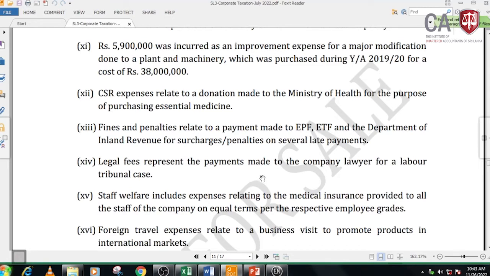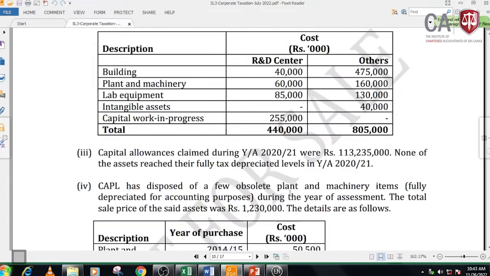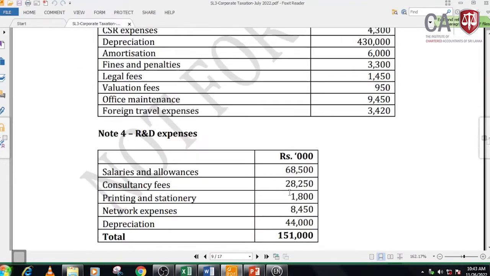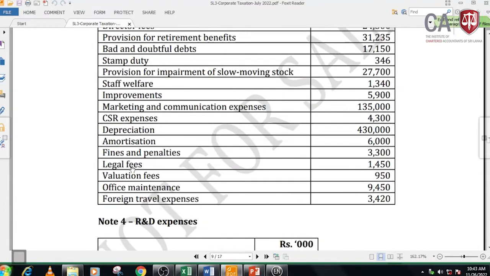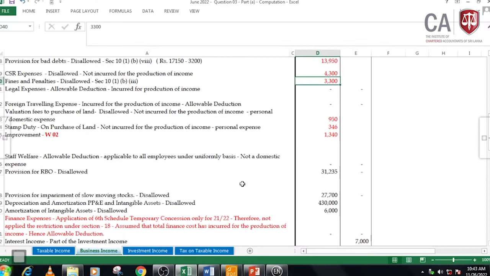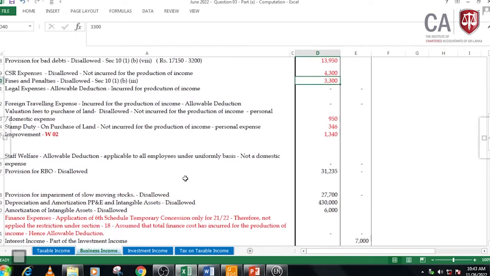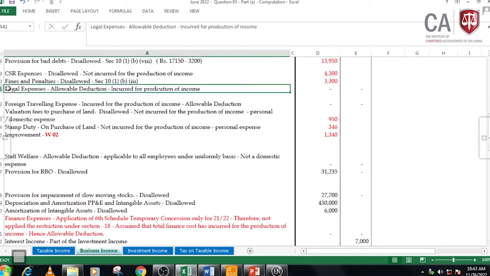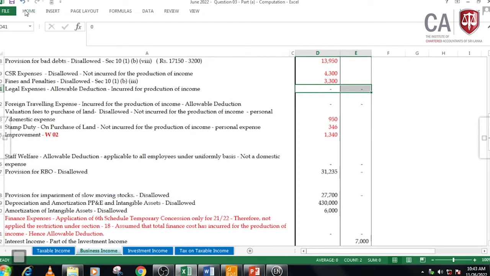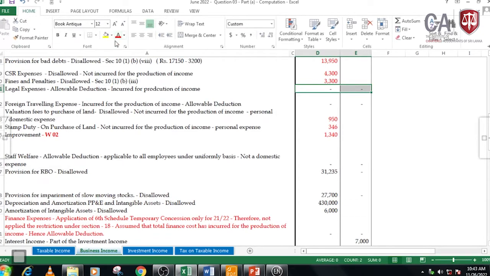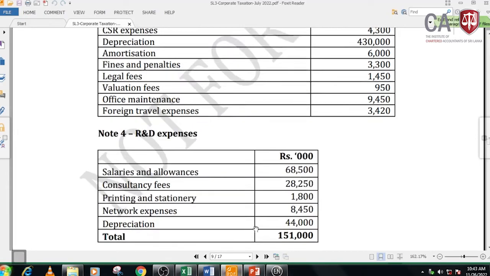Legal fees represent the payment made to the company lawyer for labor tribunal cases. For sure, it should be a deduction incurred for the production of income. Then the legal fee is 1,450. Let me come to the question. In that, the legal fees is an allowable deduction. Legal expenses are an allowable deduction because they have been incurred for the production of income. Then the next one.